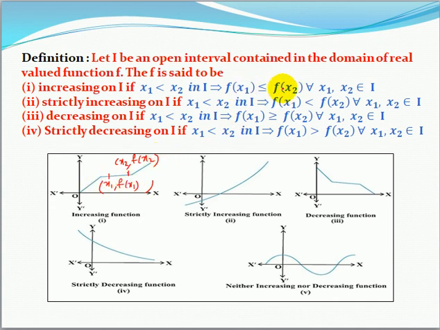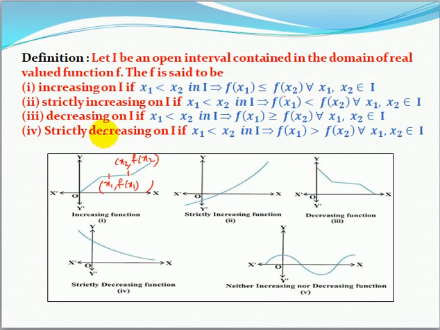So if you meet such a condition that there are a few values for x1 and x2 for which their images can be equal also, then we say the function is increasing. We don't say it is strictly increasing. It will be termed strictly increasing if for every x1 less than x2, f(x1) is also strictly less than f(x2). Then the function is strictly increasing.